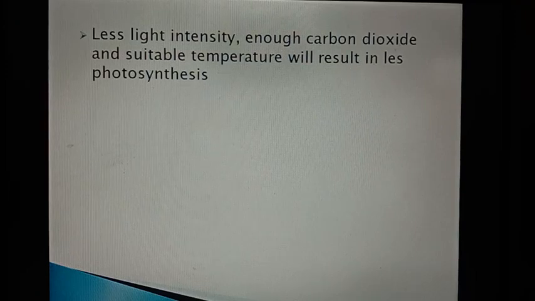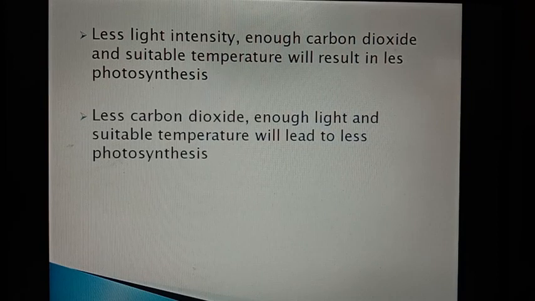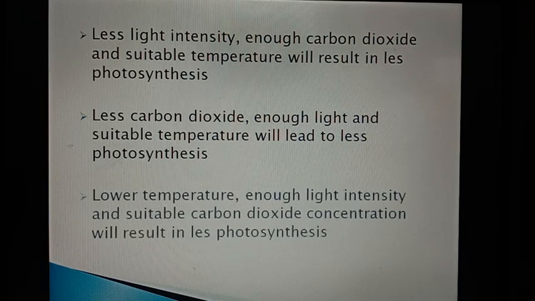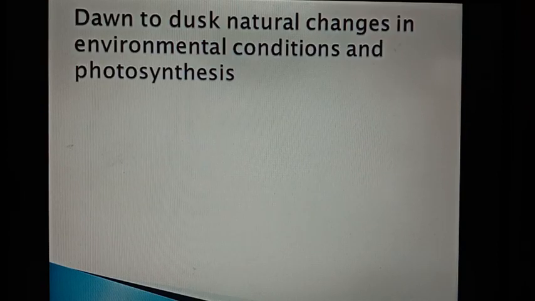Less light intensity, enough carbon dioxide and suitable temperature will result in less photosynthesis. Less carbon dioxide, enough light and suitable temperature will also lead to less photosynthesis. Lower temperature, enough light intensity and enough carbon dioxide concentration will result in less photosynthesis.